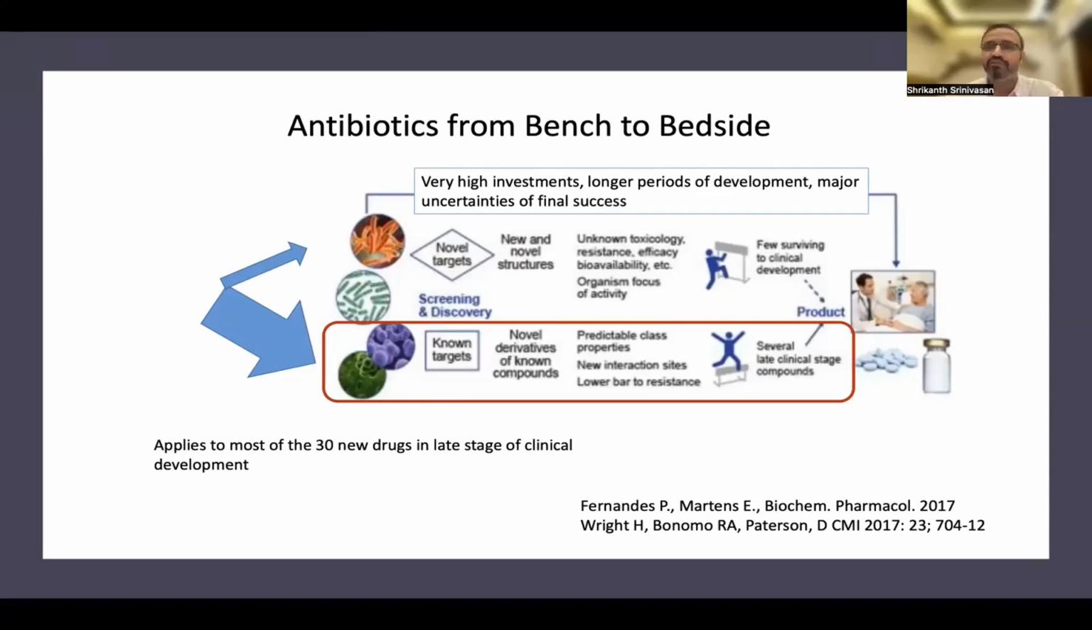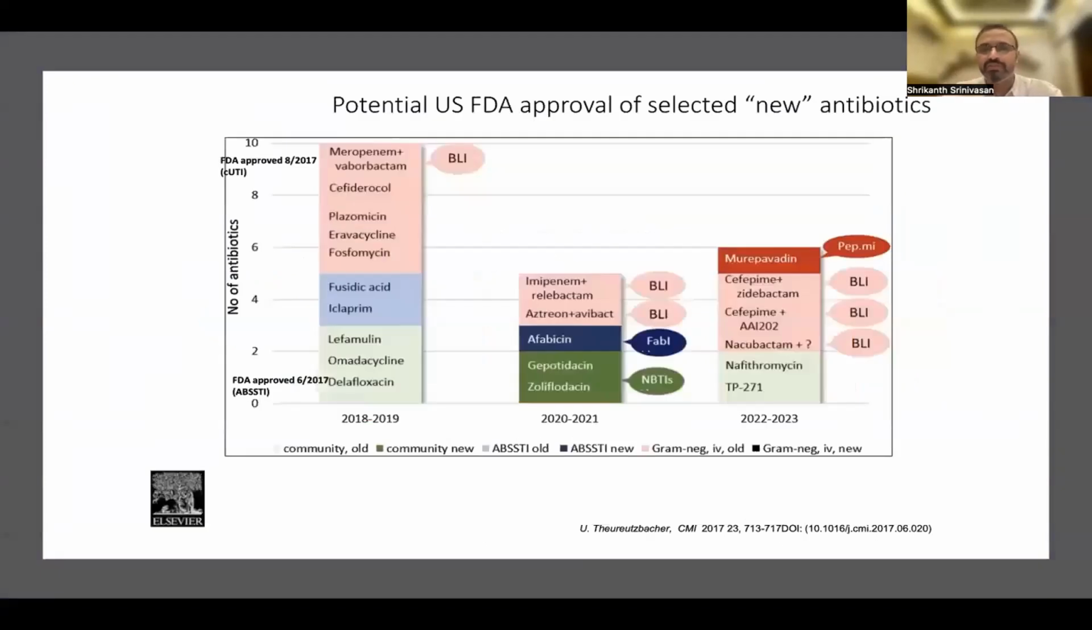And this is the major focus for R&D which is going on, and it applies to all the 30 new drugs which are in the late stage of clinical development. So these are the drugs which have been developed since the year 2018, which are in the pipeline to 2023. We'll talk about a bit of them.